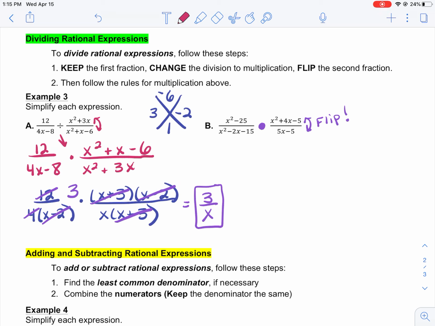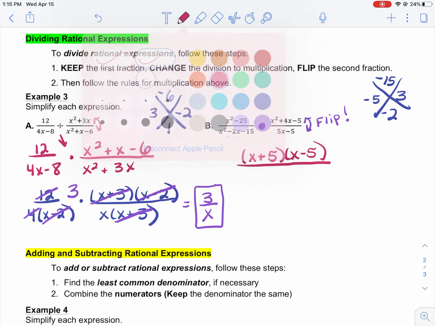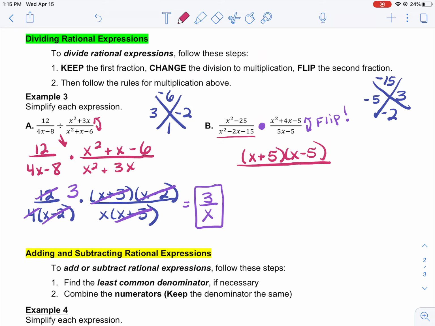So x squared minus 25, we just looked at that one. That's going to factor into x plus 5 times x minus 5. Okay, and then I'm going to make a quick little diamond here. I need two numbers that multiply to -15 and add to -2. So I'm going to use -5 and 3. And so this bottom here becomes x minus 5 times x plus 3.